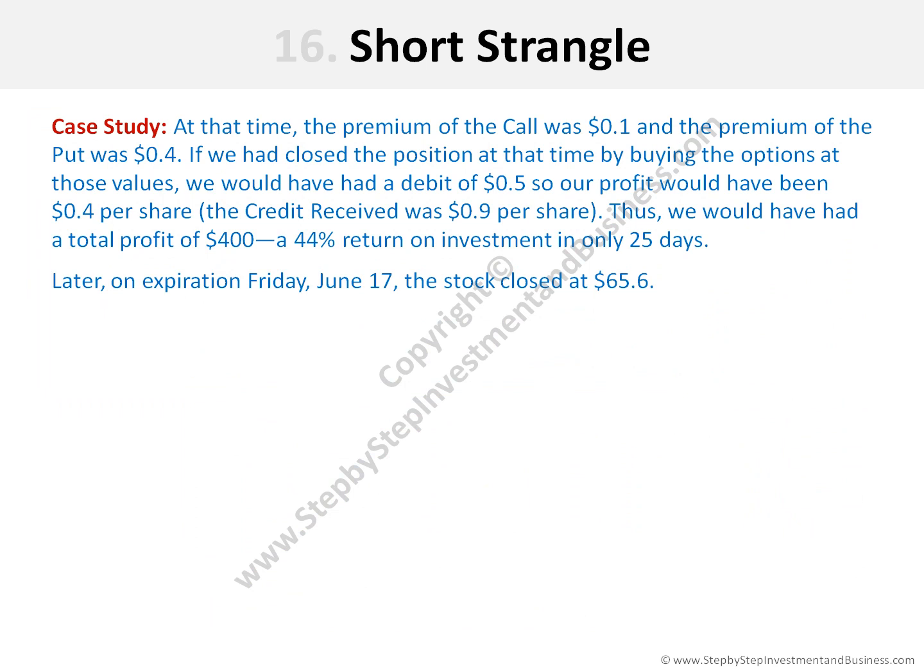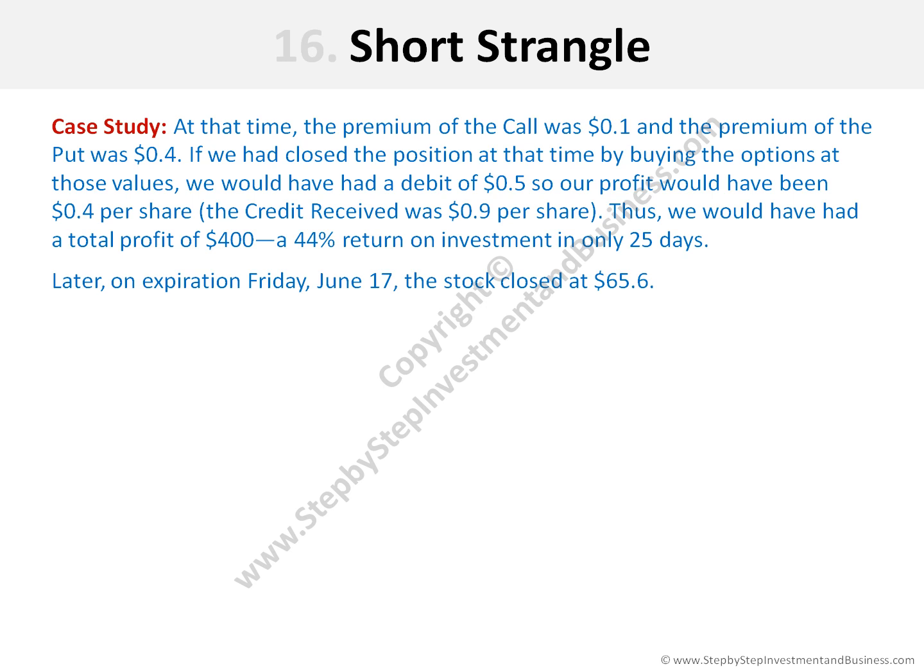If we had closed the position at that time by buying the options at those values, we would have had a debit of 50 cents, so our profit would have been 40 cents per share, because the credit received was 90 cents per share. Thus, we would have had a total profit of $400, making a 44% return on investment in only 25 days.